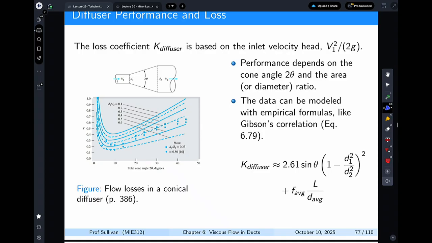The loss coefficient is based on the inlet velocity head. So in this example, V1 is going to be higher than V2. Performance depends on the cone angle and the area or diameter ratio, and you can use an empirical formula like Gibson's formula: K diffuser = 2.61 sin(theta) (1 - d1²/d2²)² plus f average L over d average. So you don't get away from major losses, but you still have to deal with them.